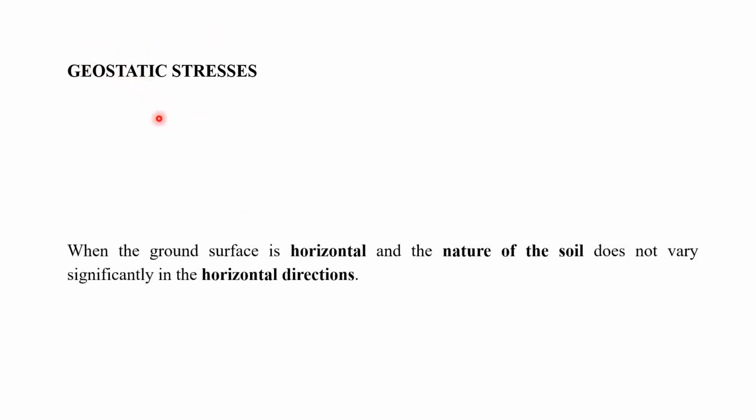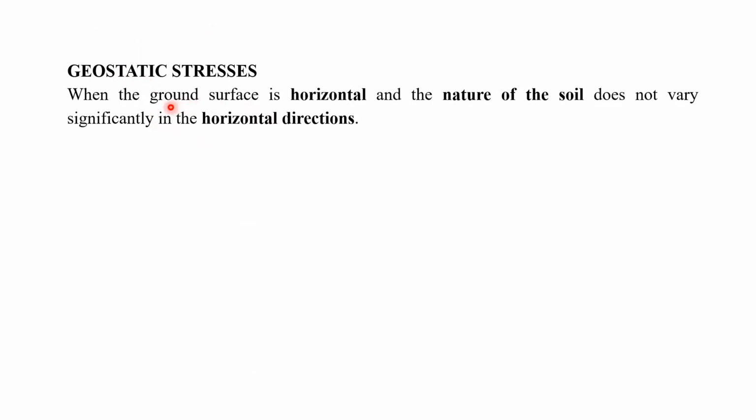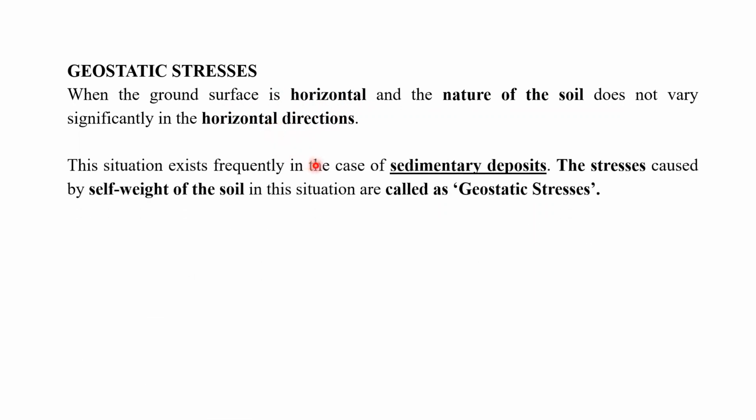Now, there is one terminology, geostatic stress. This is also asked in your examination for the definition. What it says is that when the ground surface is horizontal and the nature of soil does not vary significantly in the horizontal direction. Nature of soil means the properties of the soil are not varying. So in that case, how can we find out the geostatic state?